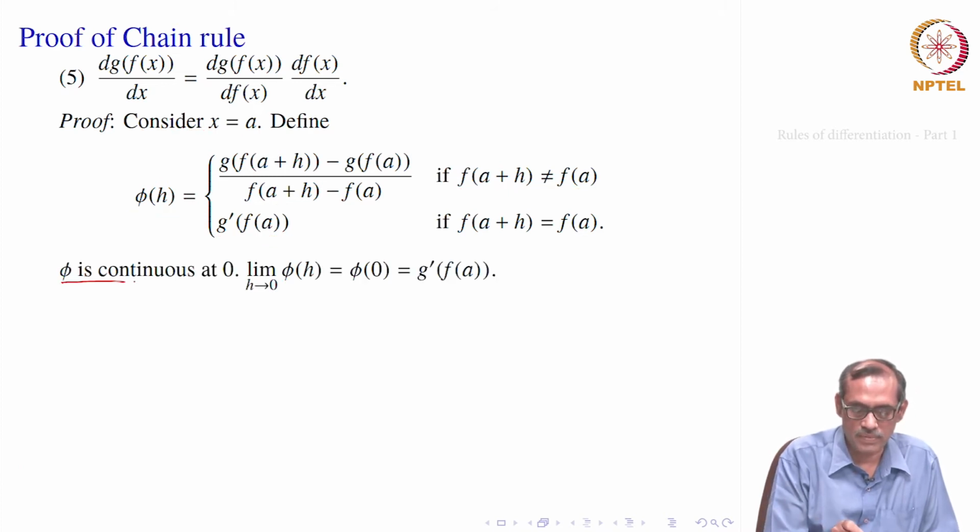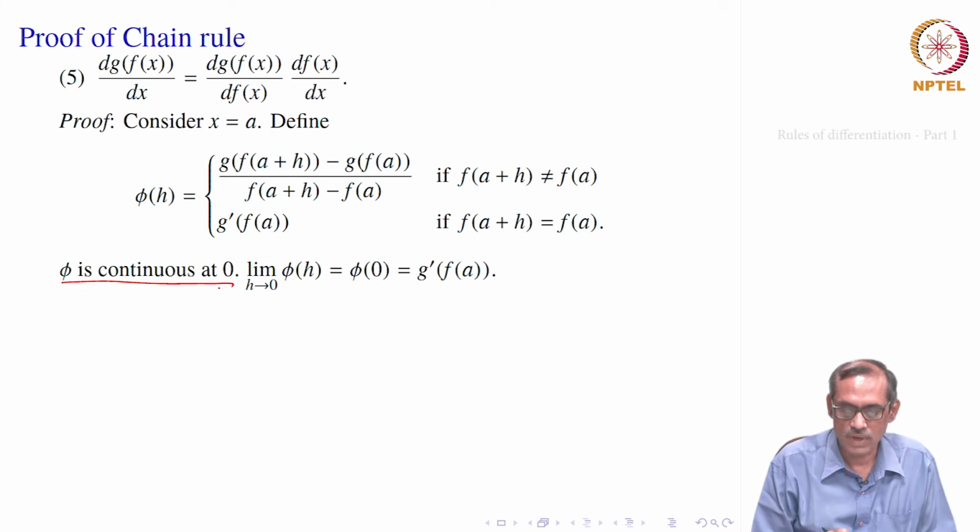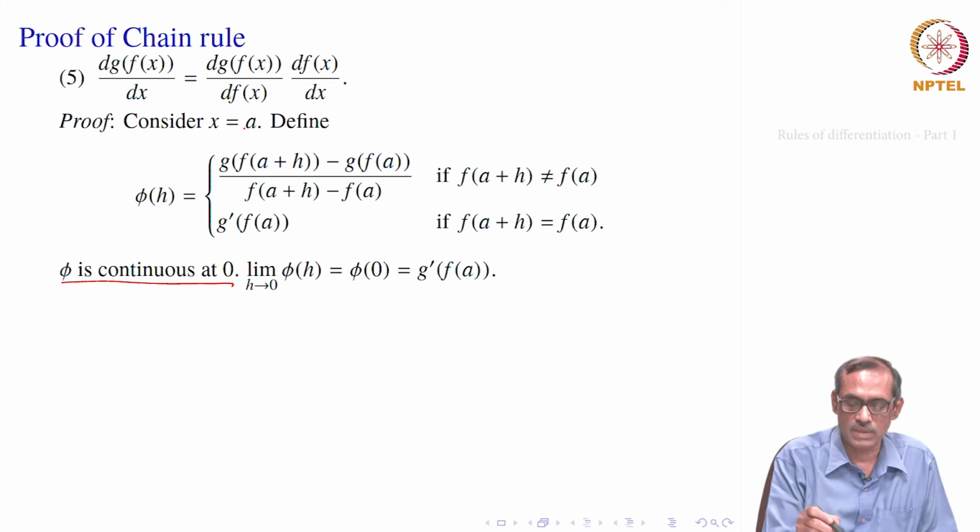So, first we claim that phi is continuous at 0. Why is it so? It is a function of h, remember there is no a now, it is observed there as numbers. Now, continuous at 0 means limit h goes to 0 of phi of h should be equal to phi of 0. When you take the limit h goes to 0, that means h is not equal to 0. So, f of a plus h is not equal to f of a. Therefore, this is phi of h.